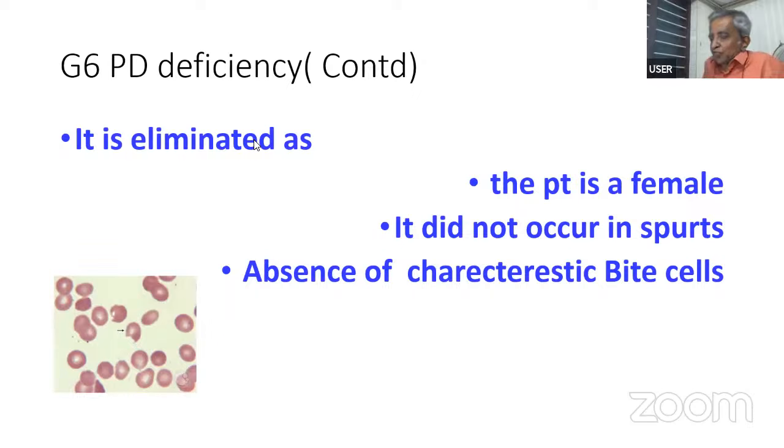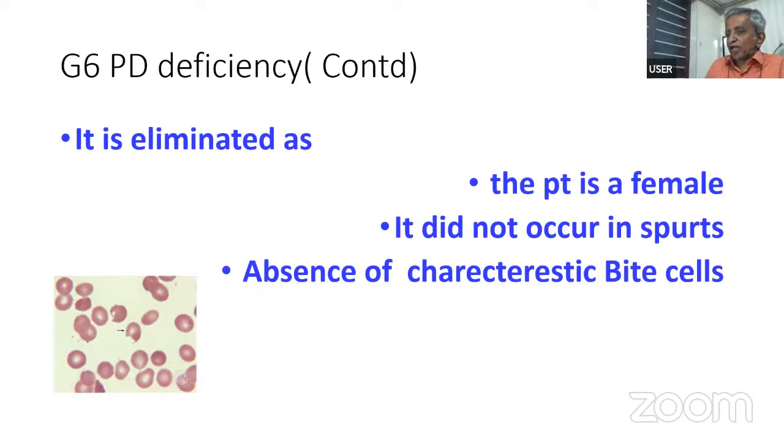So we have seen G6PD deficiency. Points to be remembered: it more commonly occurs in males because it's X-linked. Spots of hemolysis, after that it becomes normal. Do the test only after several weeks. Don't do it immediately. And you can do the enzyme estimation.